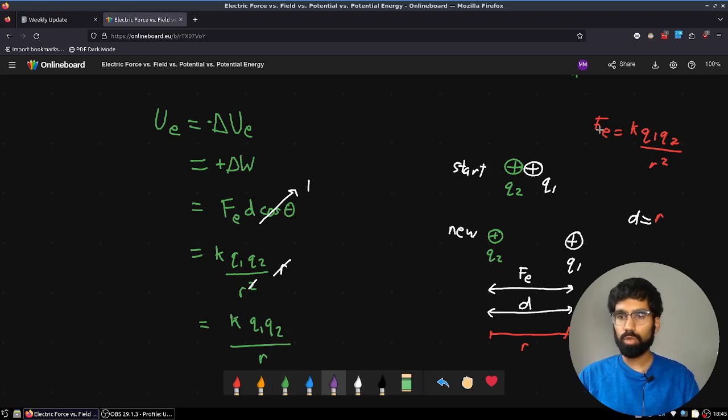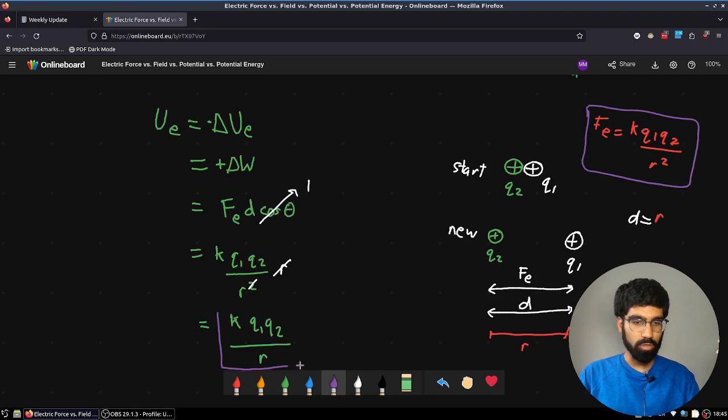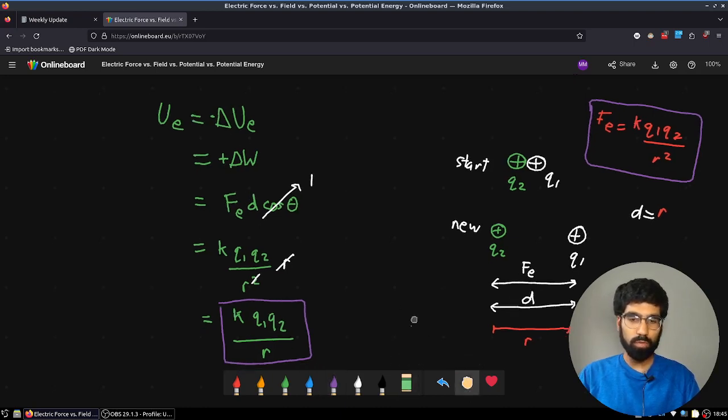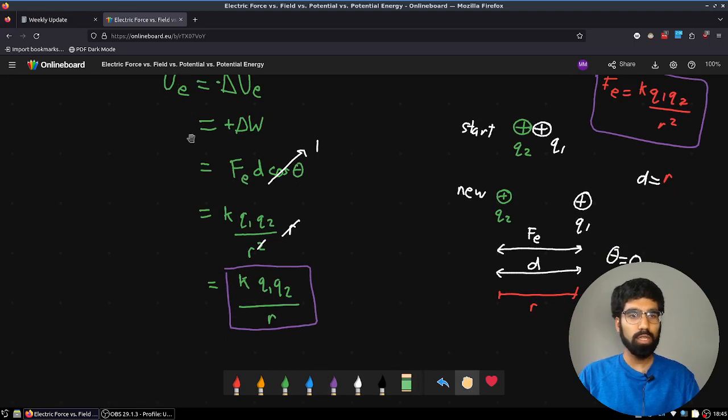So that's why the formula for electric force and electric potential energy look so similar. It's because you just have electric force coming into the formula for electric potential energy. The key point to take away from this formula, what is it telling us? Well, it's telling us that the difference between the electric potential energy here and here, the change in electric potential energy, is going to depend on the values of the charges involved.